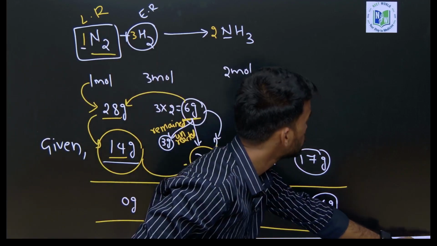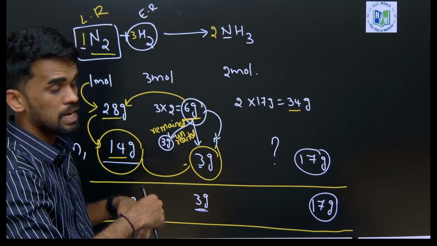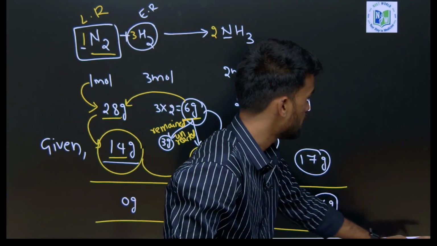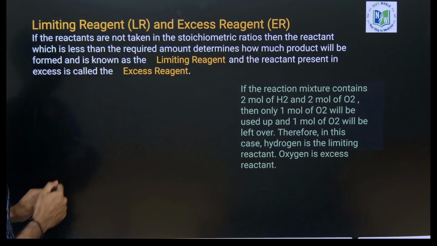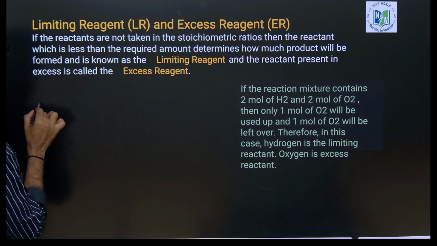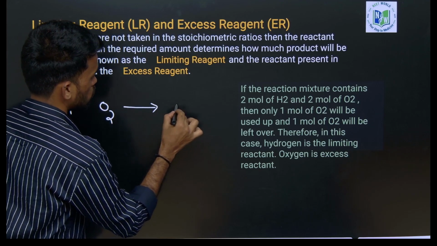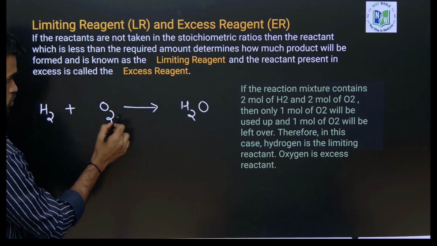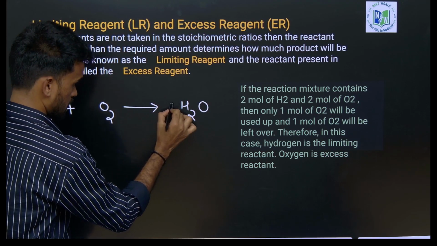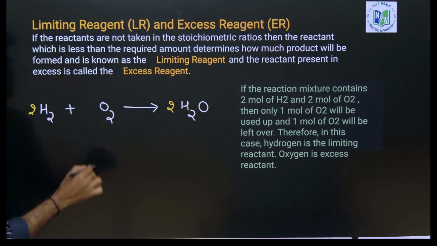Okay, now I hope the limiting reagent, excess reagent concept is clear. Let us look into it with one more example. Okay, so here I have provided the definition and all. See, here I am taking H2 plus O2 giving rise to H2O. First of all, balance this equation. So H2 plus O2 gives rise to H2O, means let us say here it is 2 and here also it is 2. I hope it is balanced.